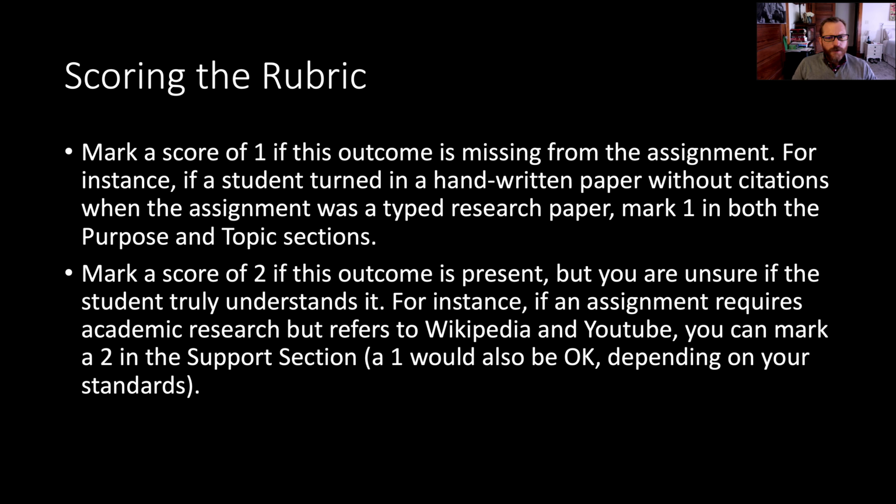Similarly, for a 2, that outcome is present, but you're unsure if the student truly understands it. So let's say you assign something that requires academic research, but the student refers to Wikipedia and YouTube. They might cite it correctly, but it's not the right research that you wanted. Maybe the work in Wikipedia that they're citing is from an academic source, but they're very lazy about it. A 1 or 2 would be okay in either situation. It's how you interpret the rules of your assignment guidelines, compared to whether you deem something as present or lacking.